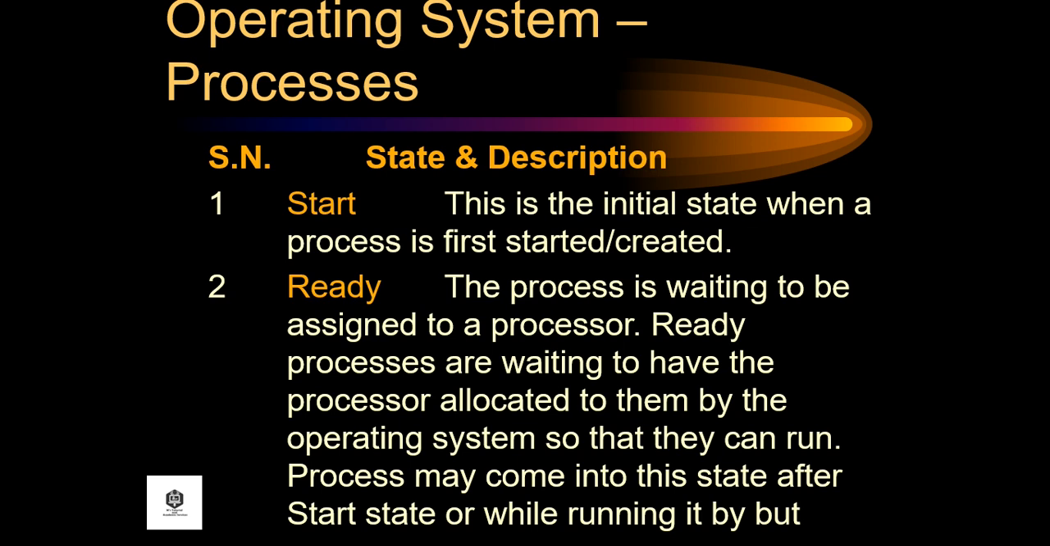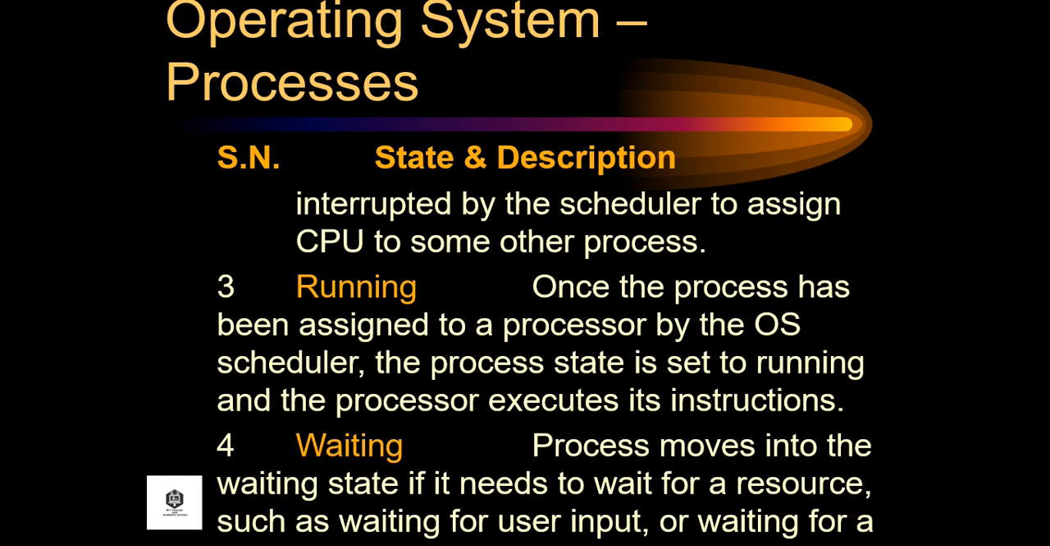Next is ready. The process is waiting to be assigned to a processor. Ready processes are waiting to have the processor allocated to them by the operating system so that they can run. A process may come into this state after start state or while running but interrupted by the scheduler to assign CPU to some other process. Then followed by running. Once the process has been assigned to a processor by the OS scheduler, the process state is set to running and the processor executes its instructions.